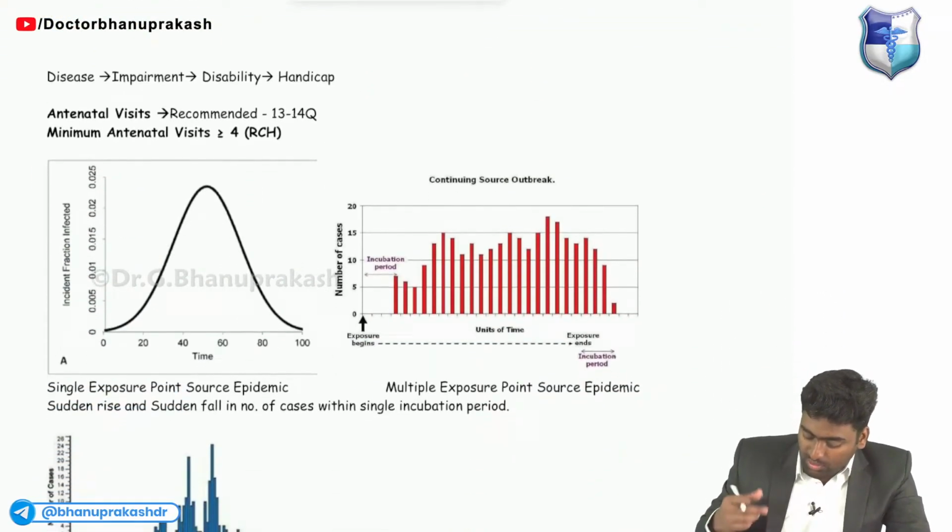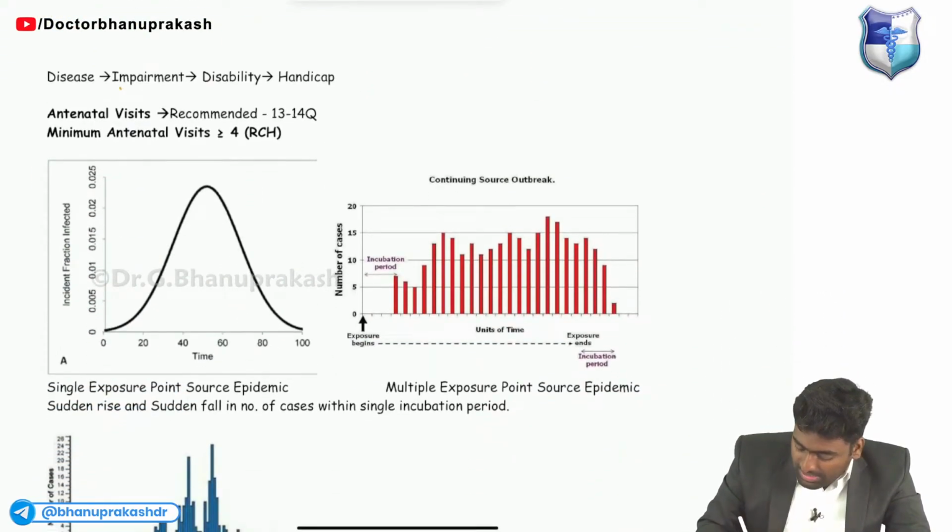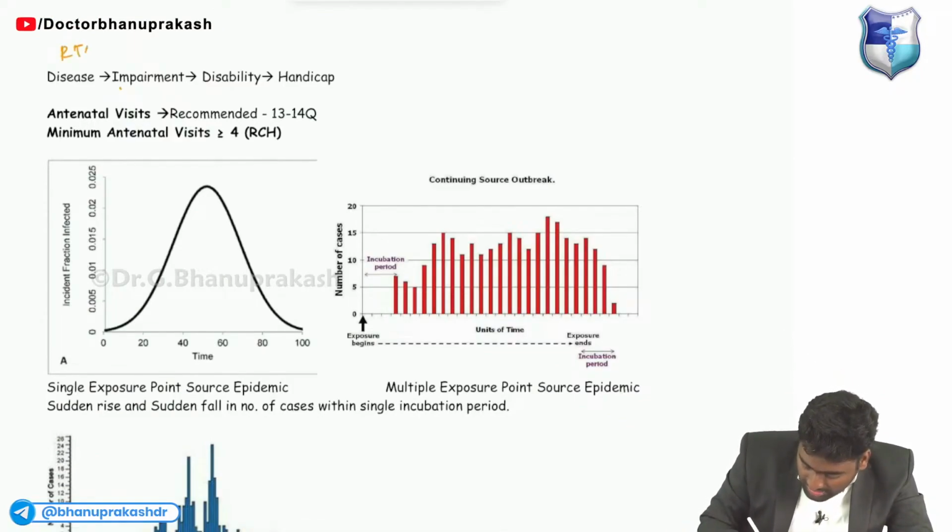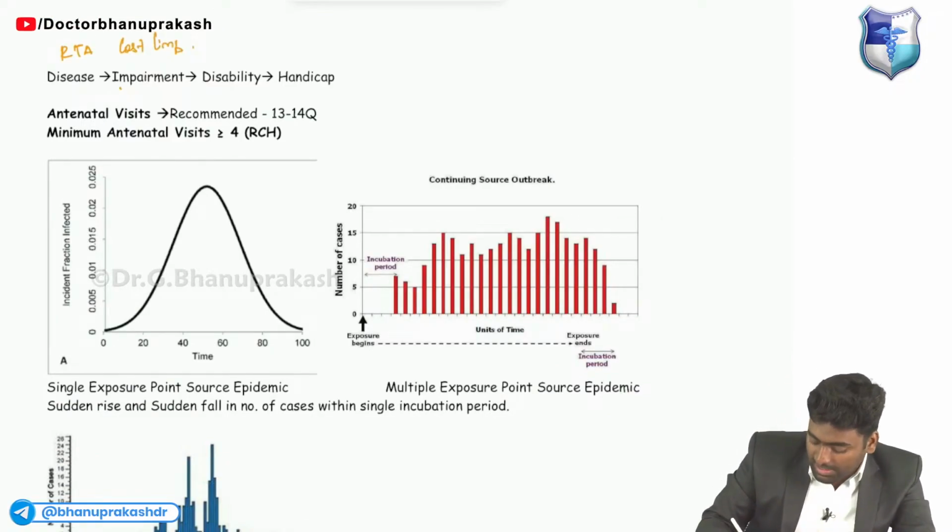Fine. And next about disease, impairment, disability and handicap. Disease means, for example, a man undergoes an RTA. RTA is the disease, and he lost his limb. And because of this loss of his limb, he is unable to walk.